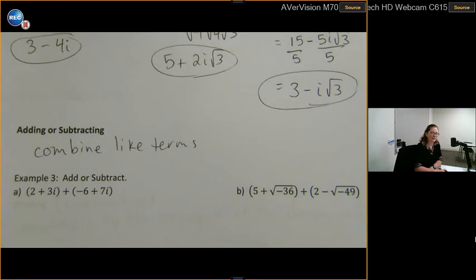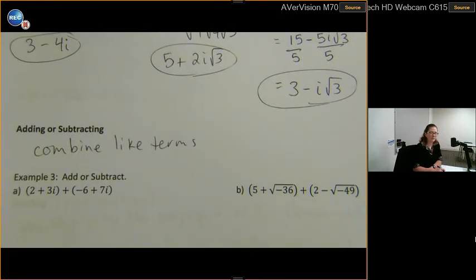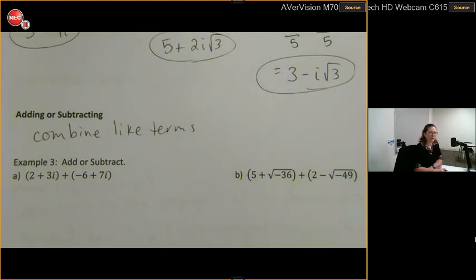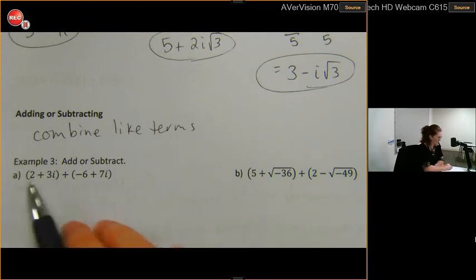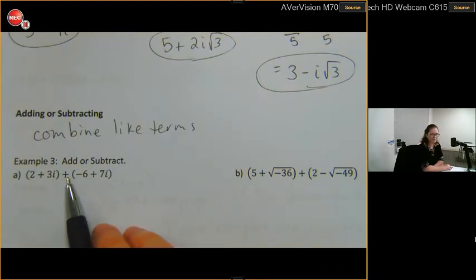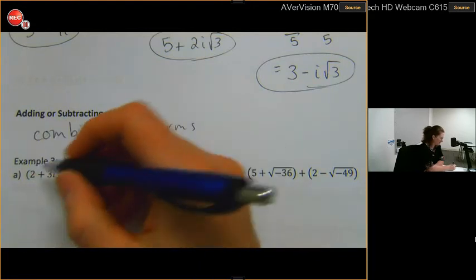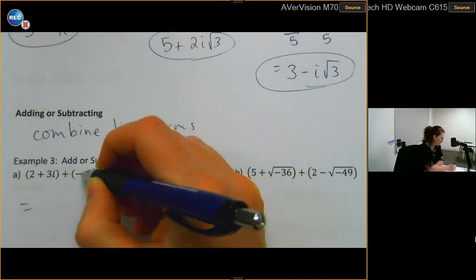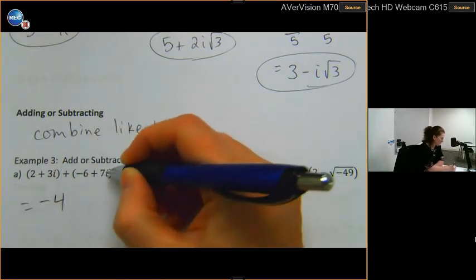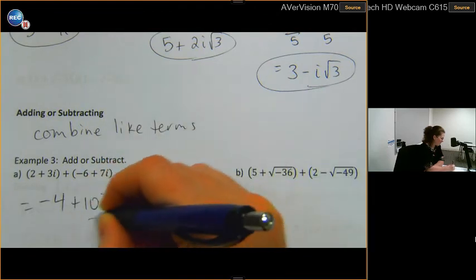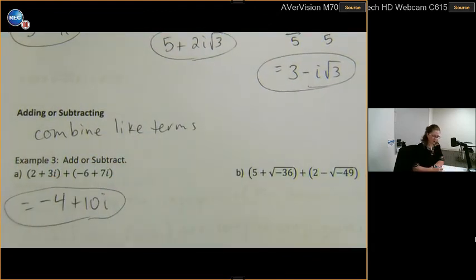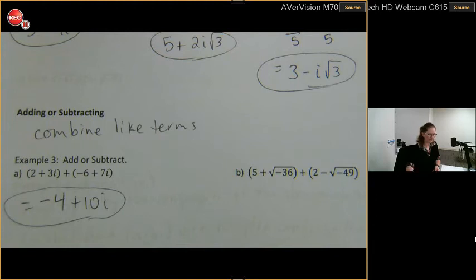The next task with complex numbers is adding and subtracting them. Now this is going to be pretty simple because it's just a process of combining like terms. So on letter A, between these parentheses, I have a plus sign. So I can just ignore the parentheses and combine the like terms. 2 minus 6, 3i plus 7i. Always make sure to put your answer in standard form, which means that the i term needs to be second.